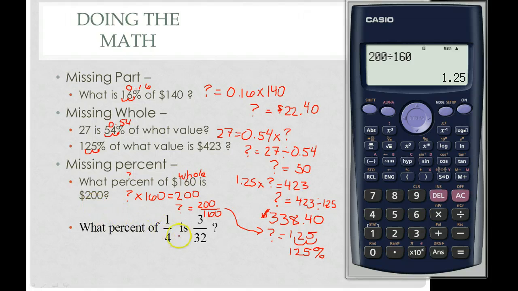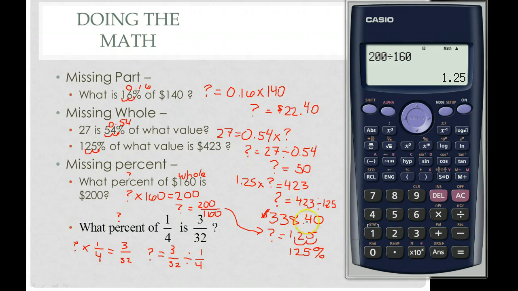Okay, one last one, because this is just really confusing. So this is a good example to do. Again, I don't know my percent. Now of means multiply. So I say, what percent of 1/4 is 3/32? Now again, I have to write this as a division problem. Since I don't know what the question mark is, and that's multiplying by 1/4, I'm going to take 3/32 and I'm going to divide it by 1/4.